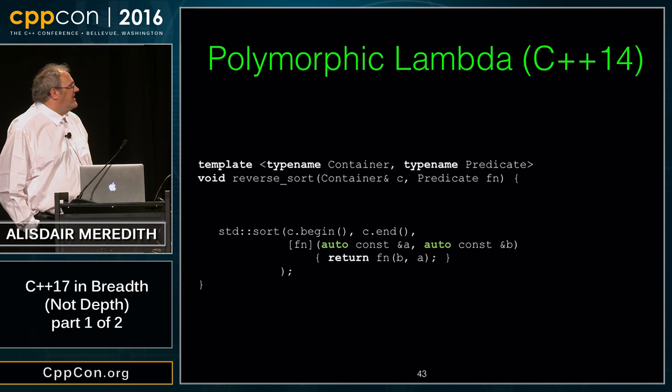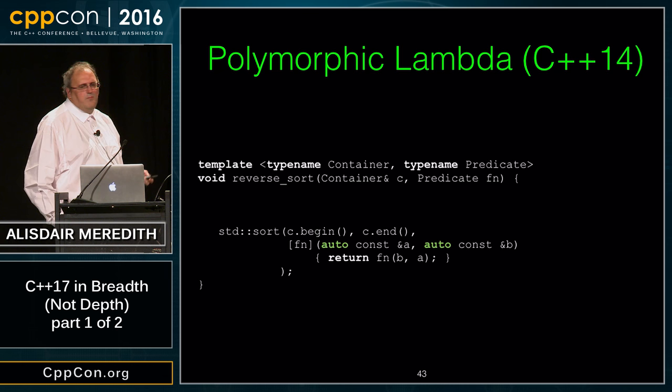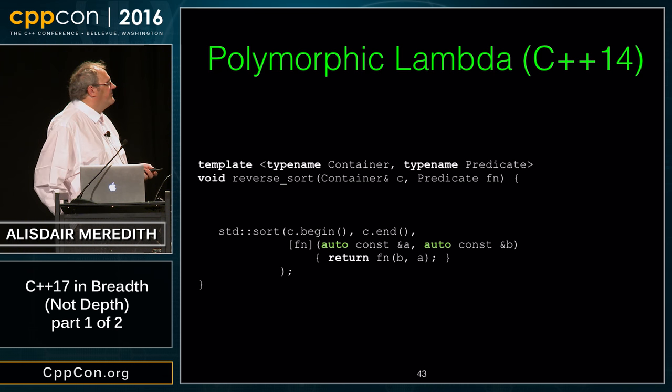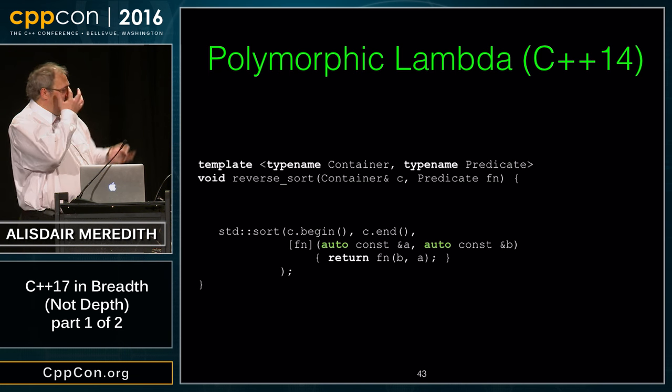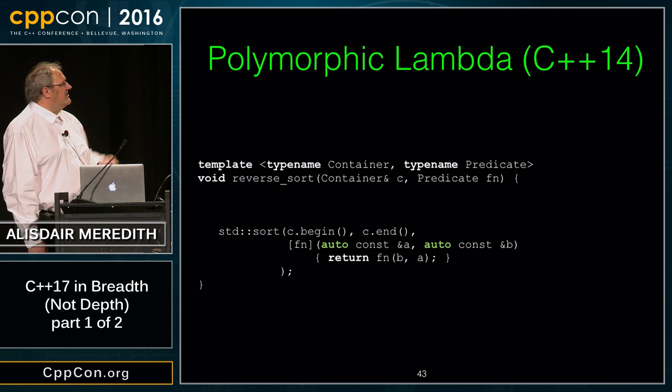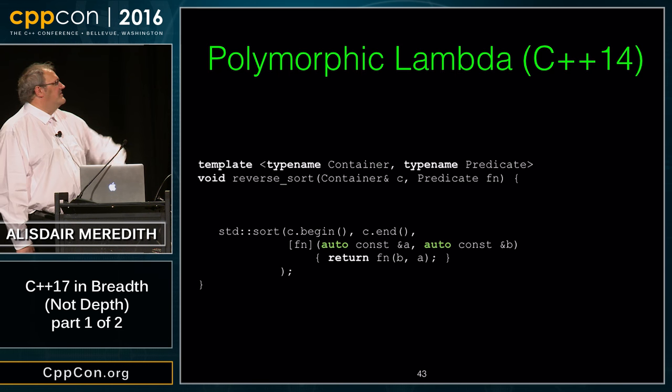But in C++14, we can do this directly using the polymorphic lambda feature, where we just drop auto in as a type, and we now have a function template that's deducing both arguments for the implicit functor that's in there. And again, we just call the arguments in the reverse order.